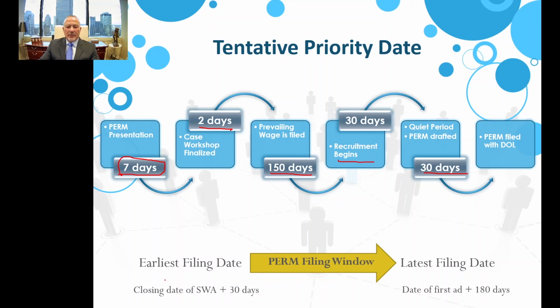This is just a visual that tells you the earliest date that you can file, assuming that you finished all of the prevailing wage and everything is done: the closing date of the SWA plus 30 days. That's the earliest that you can file. The latest filing date is the date of the first ad plus 180 days. So you have to file between those two dates.